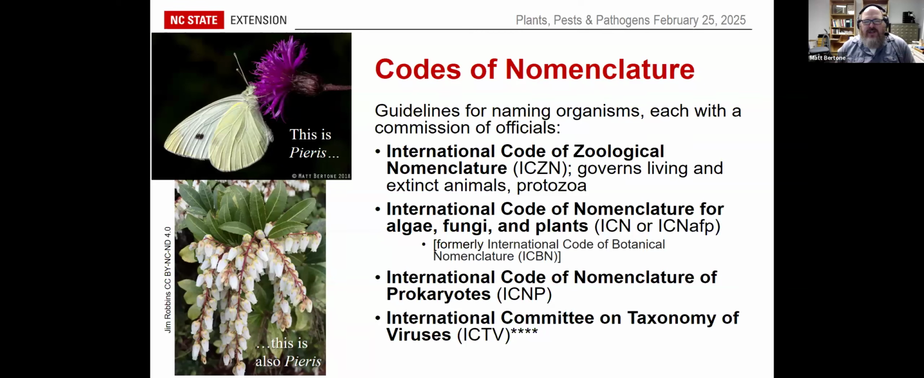But one of the points I want to show here is that within a code, all animals have to have unique names. So there cannot be another animal at all, extinct or living, that is named Pieris. But because the different codes apply to different groups of organisms, technically this butterfly is Pieris, but this Andromeda is also Pieris, the genus Pieris. So if you see a plant and an insect with the same genus name, that's okay. You can't have plants with the same genus name as other plants, or animals with the same as other animals.